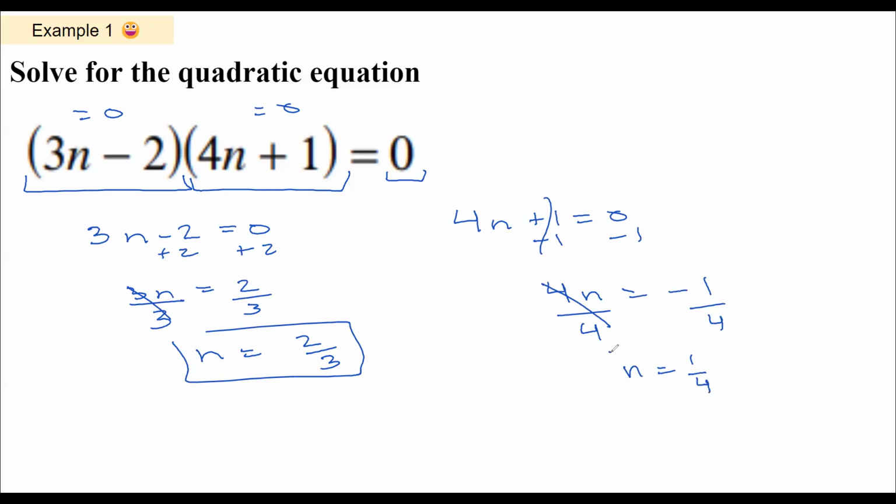So my solutions here are two of them. They happen to be fractions. Yes, we can have fractions as solutions. Sorry, negative. Yes, there you go, it still is a solution. Check your work. All right, not too bad, right? We're just getting started.